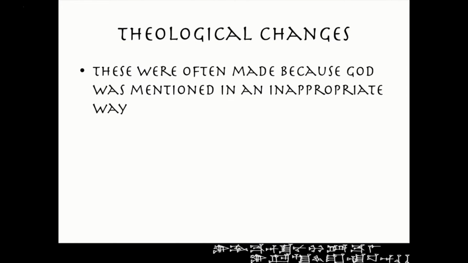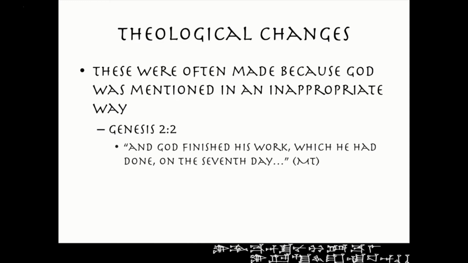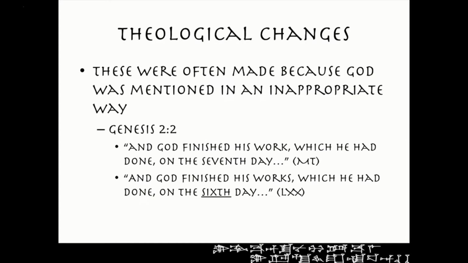There are theological changes that are made to the text. These were often made because God was mentioned in an inappropriate way, at least to the scribe. So in Genesis 2:2, and God finished his work which he had done on the seventh day. The Septuagint has, and God finished his works which he had done on the sixth day. If you know the text, God rests on the seventh day. So this was inappropriate to God's work. And so it looks like the text was amended to the sixth day to make it theologically correct.